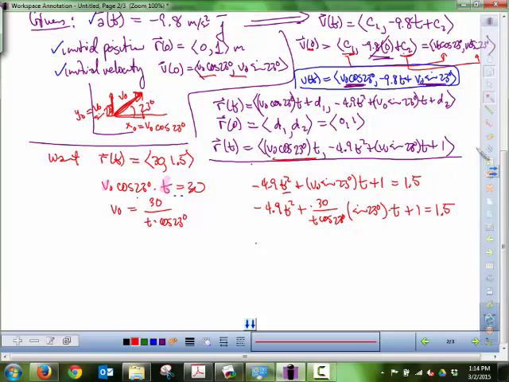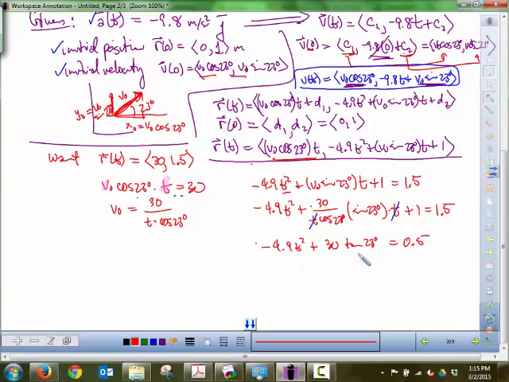So, nice things cancel here. The t's cancel. I have a sine over cosine. We can make that into tangent, or you can just do it separately in your calculators. And so we have negative 4.9 t squared plus 30 times sine over cosine, I'll call that tangent, 23 degrees, is equal to, subtract the 1 over to the other side, so I think that's just 0.5.